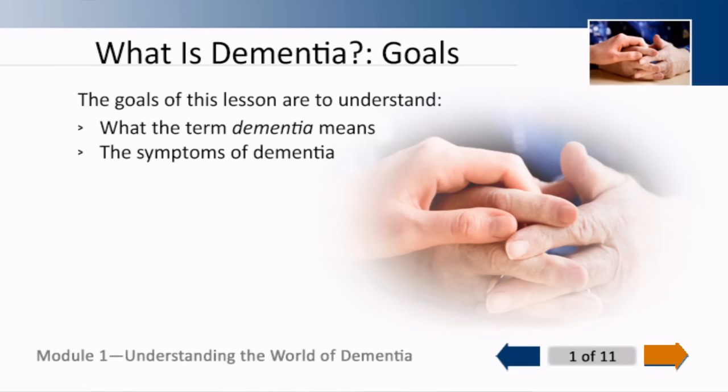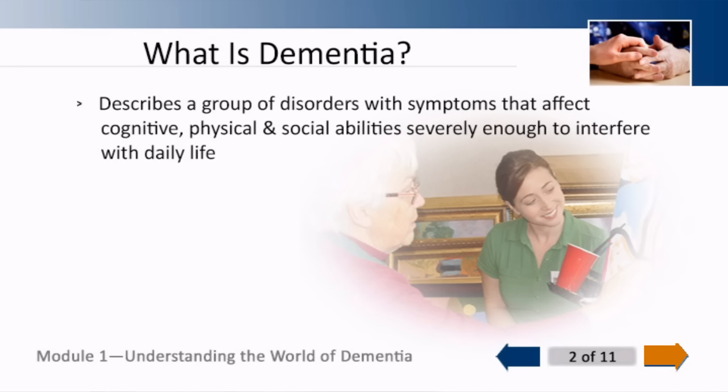The goal of this lesson is to understand what the term dementia means and the symptoms of dementia. So dementia is a group of disorders with symptoms that affect cognitive. What is cognitive? Mind. Mental, that's right. Although I will caution you, dementia is not mental illness. It's a whole different thing. And during this training, we're only going to be talking about dementia. We're not going to be talking about dealing with people with mental illness. Now, sometimes somebody who has had a chronic mental illness, schizophrenia or bipolar or clinical depression, they may very well develop some dementia.